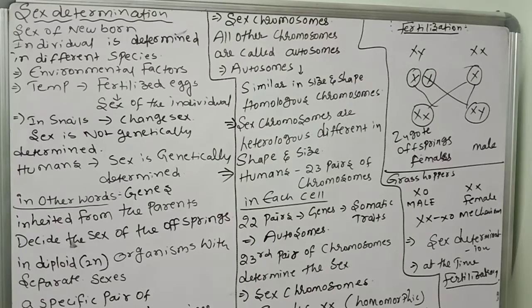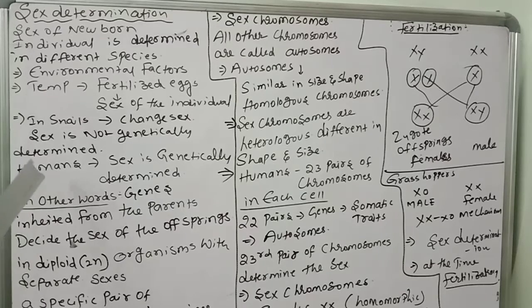Here is the ovum. If this X joins with the X, that is XX, a female zygote. If the Y joins with the X, that is called male. Like this, the sex chromosomes decide the sex of the offsprings. So that is the most important point to remember.